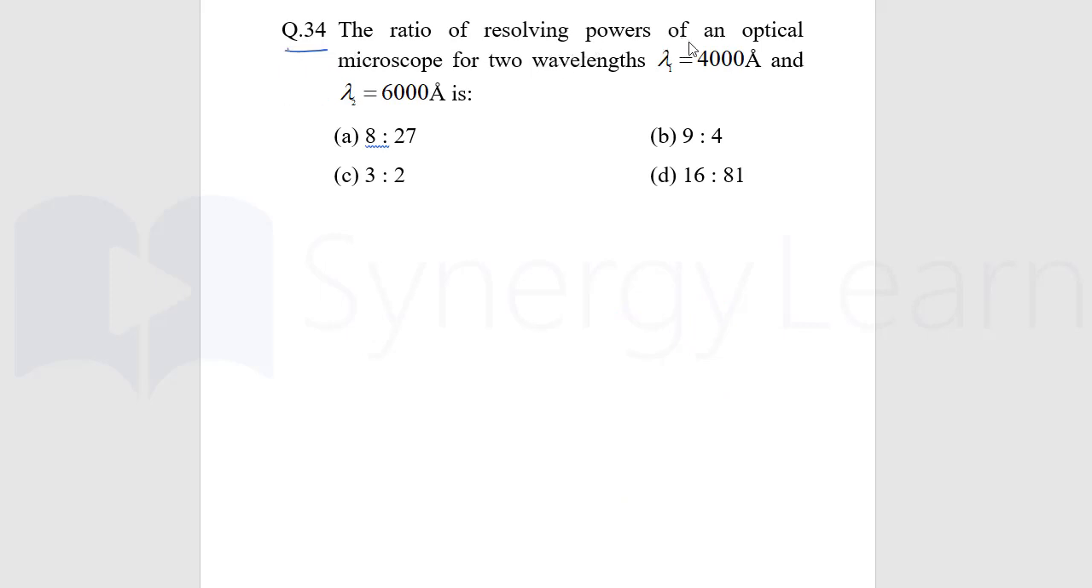In question number 34, it says the ratio of resolving power of an optical microscope for two wavelengths 4000 and 6000. Resolving power is proportional to 1 by lambda, because from the diffraction pattern we see that the diffraction pattern has central maxima of width 2 d lambda by d. Wider will be the diffraction pattern, then lesser will be the resolving power.